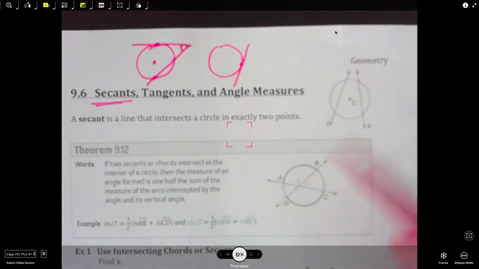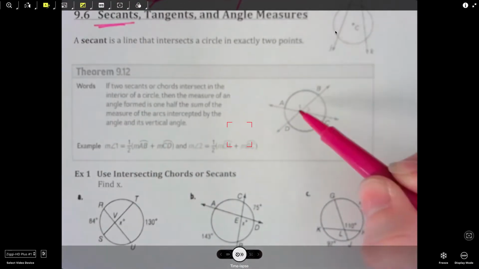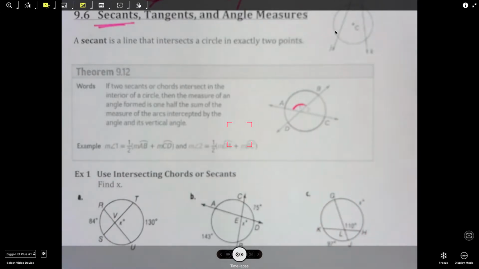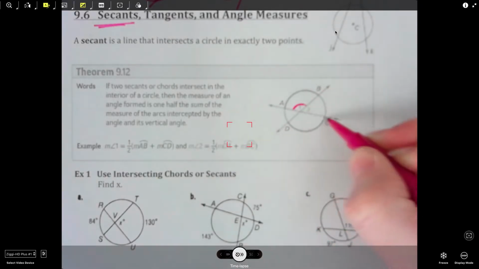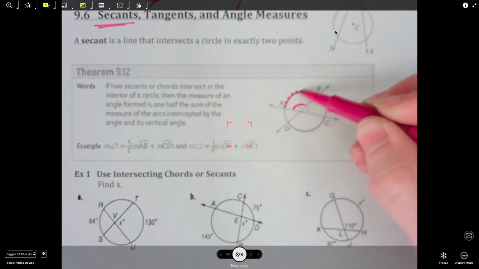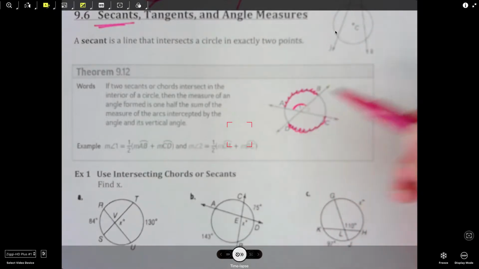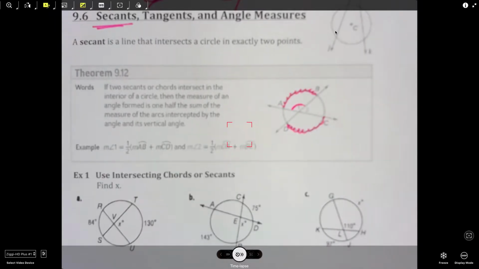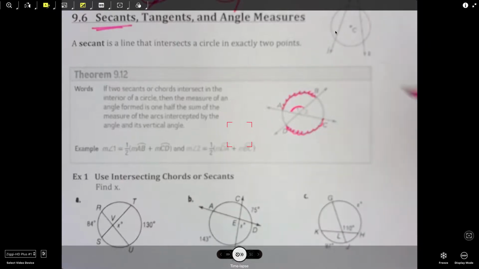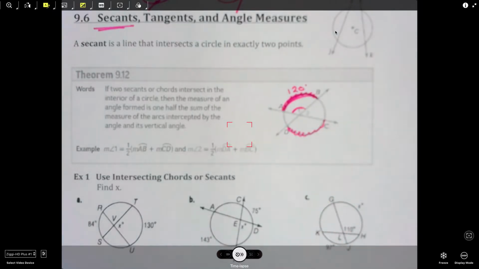All right. The first theorem that they have is 9.12, and they're talking about angle 1 right here. They're saying that the measure of angle 1, which is made by these two secant lines intersecting each other, is found by taking the measure of AB and adding that to DC, and then dividing that by 2. That would give you the measure of angle 1. So in my example, let's say this arc is 120 degrees. Let's say this arc is 140 degrees.